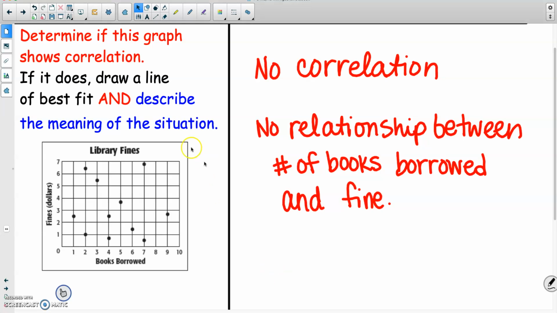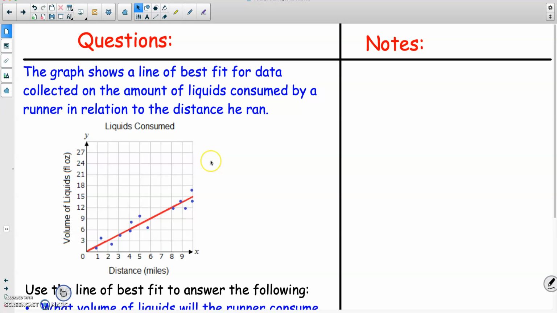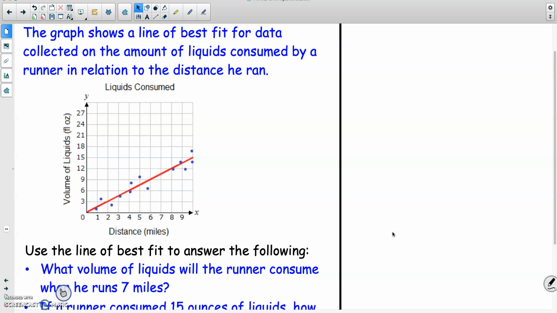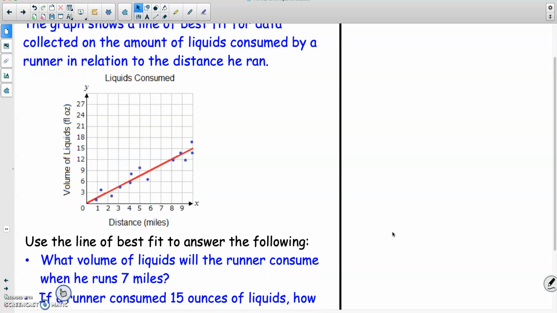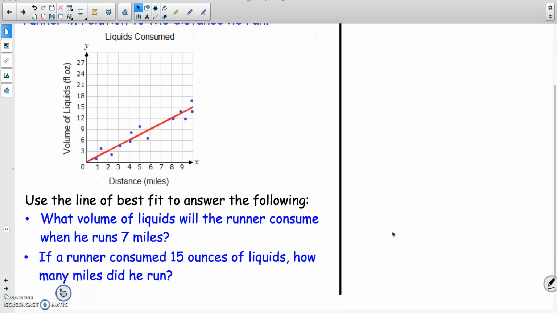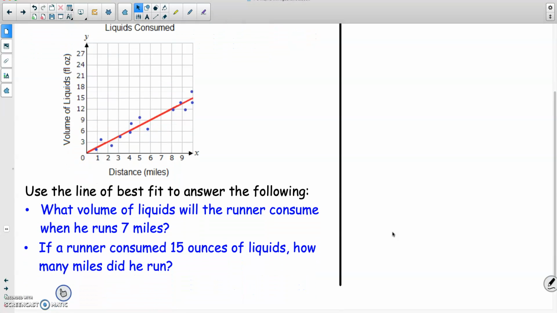Okay, now we're going to have a couple problems that are just asking us to interpret. So let's see, the graph shows the line of best fit for data collected on the amount of liquids consumed by a runner in relation to the distance he ran. Use the line of best fit to answer the following. What volume of liquids will the runner consume when he runs 7 miles? Okay, so here's 7 miles.